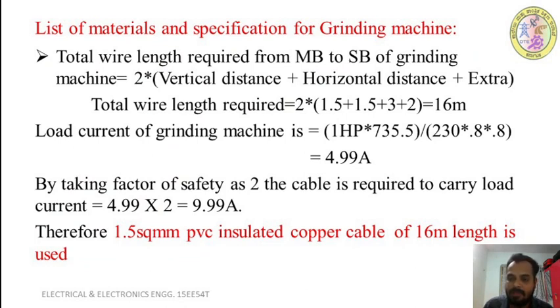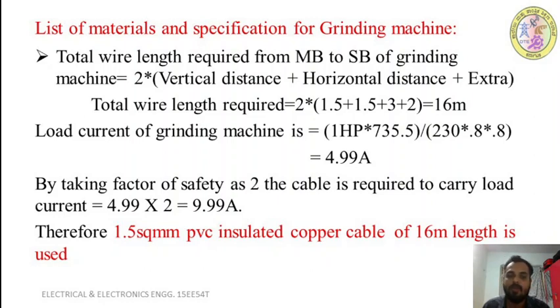Okay, extra distance of 2 meter for looseness and for wastage we have considered. So then what is the total wire length required, which is equal to 2 into (1.5 plus 1.5 plus 3 plus 2), so that becomes 8 into 2, it becomes 16 meter.